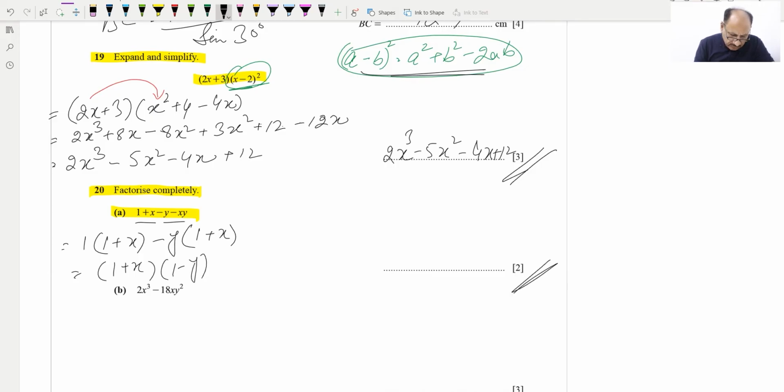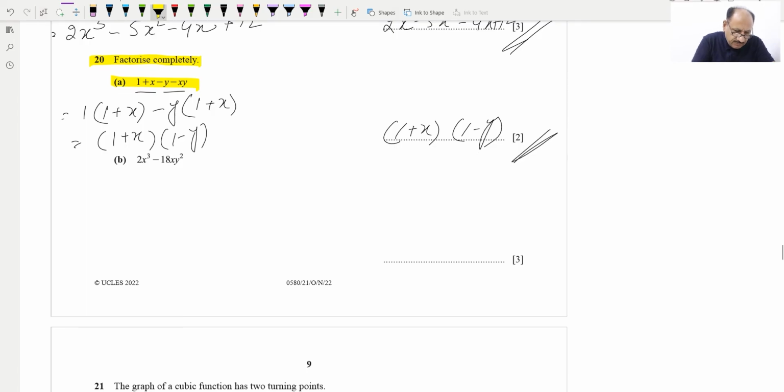This is a simple question for 2 marks, so we can provide answer over here. Only 2 steps are required. This is done. Next, b part. B part also factorization, and we can take common. So 2x we can take common, and inside will be x square minus 9y square, and this one we can write it as 2x and a square minus b square.